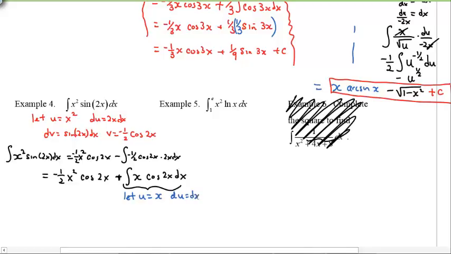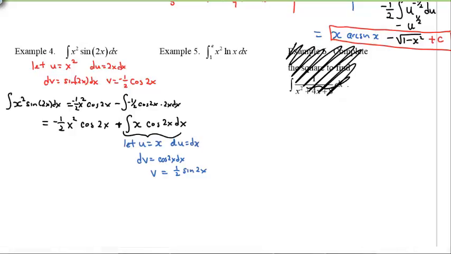du equals dx. dv equals cos 2x dx. So therefore v equals 1/2 sine 2x. Alright. And so therefore, looking now just at this part here, I can use ultraviolet voodoo again. So uv, u is x, v is 1/2 sine 2x. uv minus the integration of v du, so 1/2 sine 2x dx.